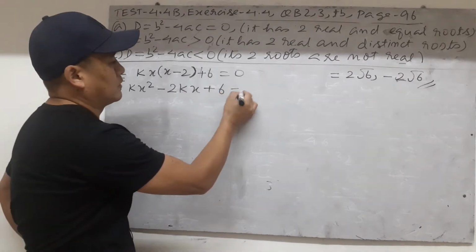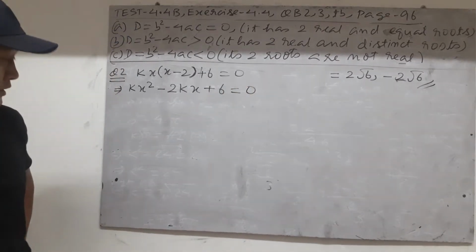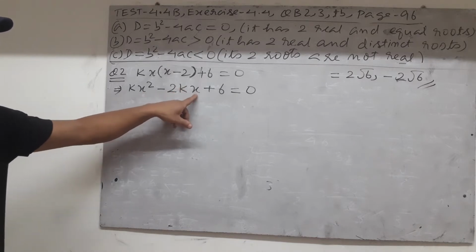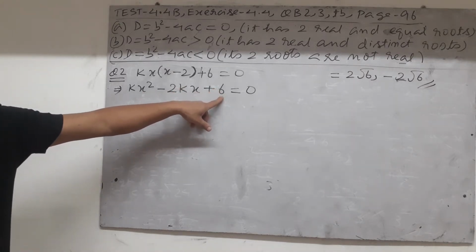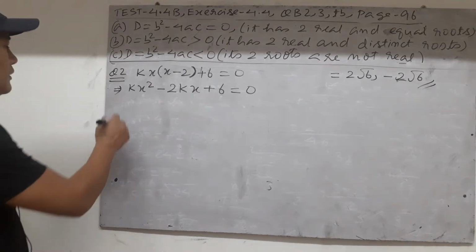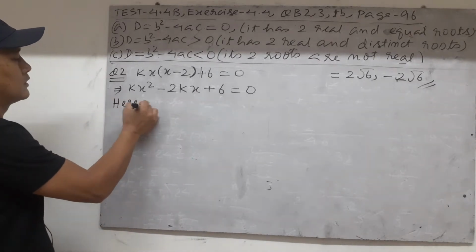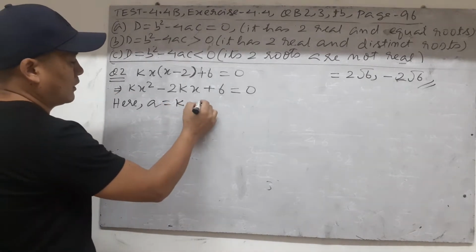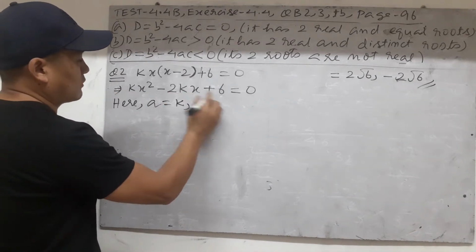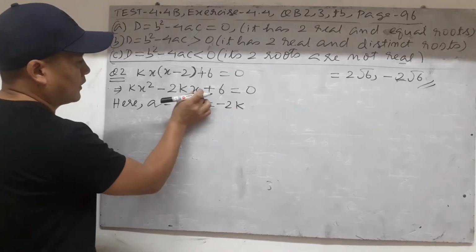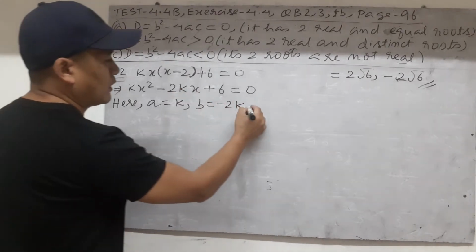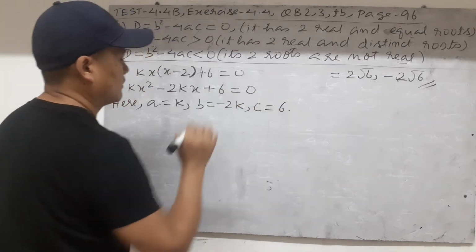Equal to 6, equal to 0. So now we have it in the form of a quadratic equation. See, first term x square, second term x, the third term having no x square or x. That way we know this is a quadratic equation, and so a equals the coefficient of x square, which is k, b equals the coefficient of x, which is minus 2k. Whatever is in front of x is the coefficient, minus 2k, and c is plus 6.